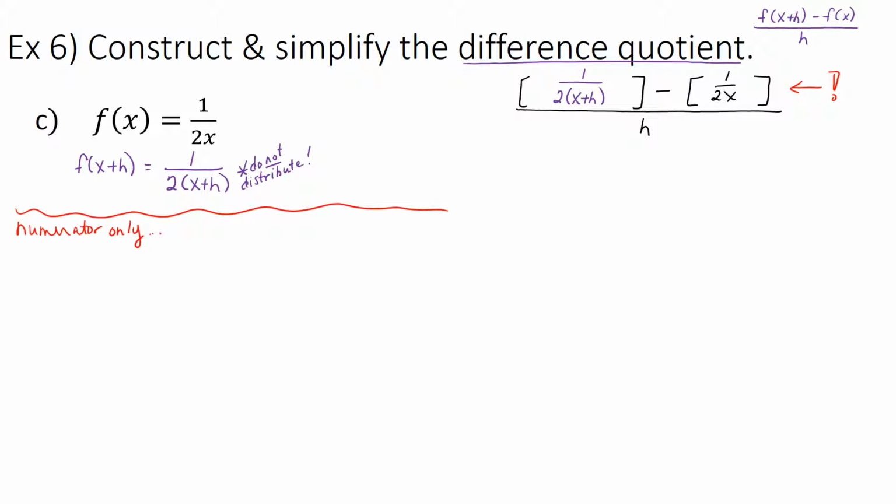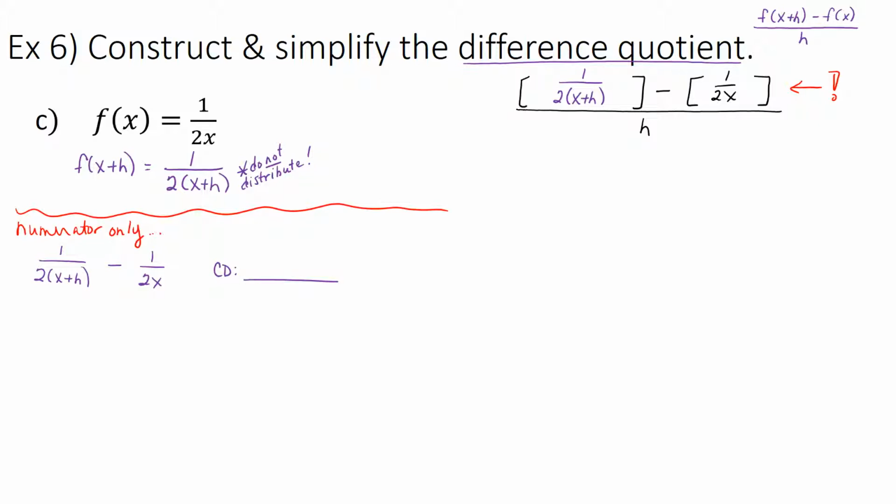Okay, so if we are just focusing on the numerator, what we currently have is 1 over 2 times (x plus h) minus 1 over 2x. And if you notice, we have fractions. We have to abide by fraction rules, and because we're being asked to subtract two fractions, we must have a what? A common denominator.